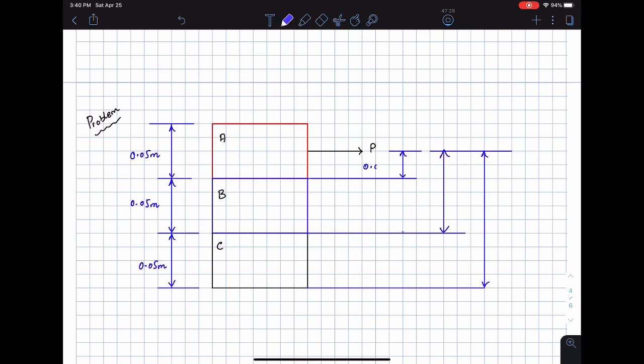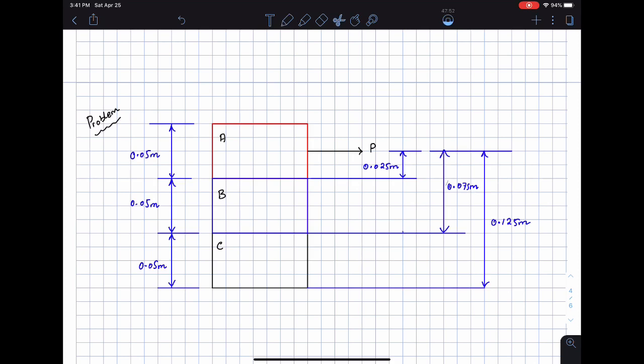And for the next one, it's going to be 0.05 plus 0.025, which is going to be 0.075. And this height here is going to be 0.125 meters. So these are the different heights that I have. I'm going to call these H1, H2, and H3, if that is okay with you all.